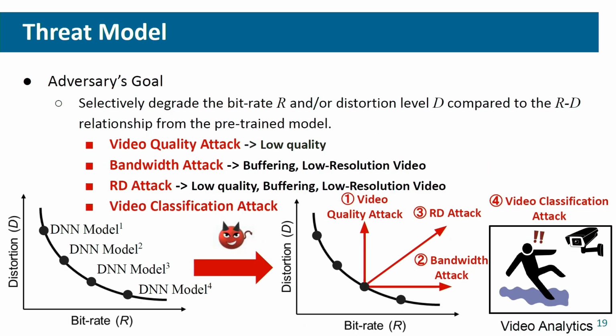Our adversary's goal is to selectively degrade the bitrate or distortion level compared to the original rate-distortion relationship. We introduced four types of attacks, which are video quality attack, bandwidth attack, RD attack, and video classification attack. Video quality attack adds unwanted distortion to invoke denial of service. Bandwidth attack causes buffering when the user downloads the video. RD attack makes users suffer from low quality or denial of service. Video classification attack causes the model to misclassify the class.